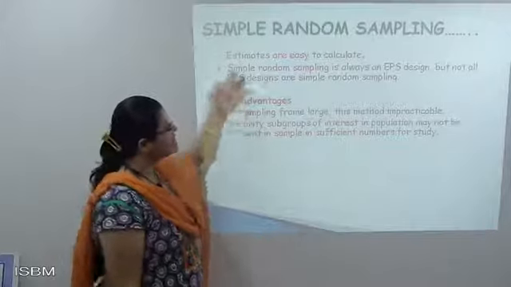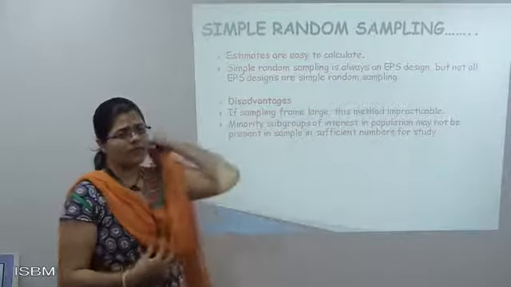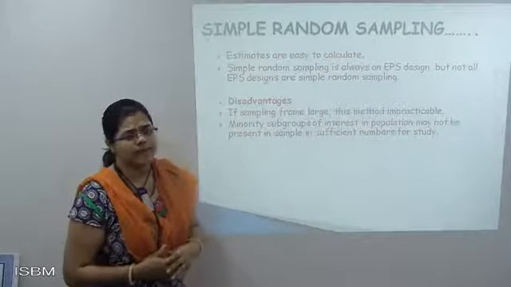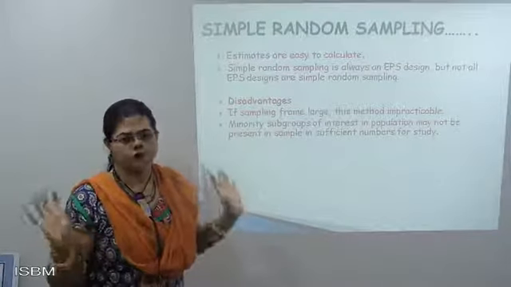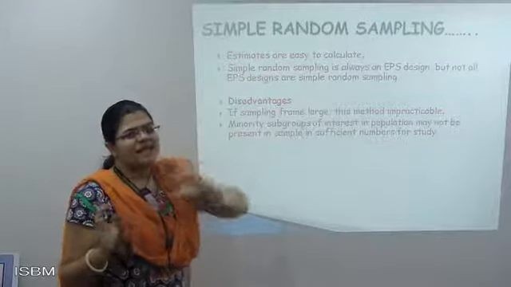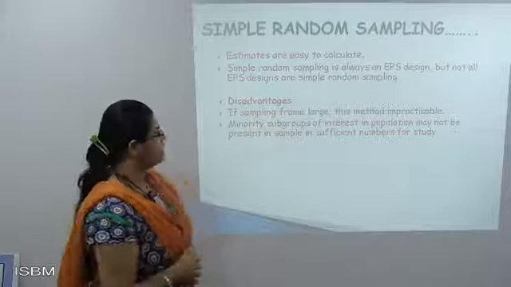In simple random sampling, the main thing is that the number of people is very small. If it is on a small base it works, but if it is large, this type of sampling is not used. That is why I said this method is impracticable, meaning you cannot use this type of sampling where you won't get a proper answer.